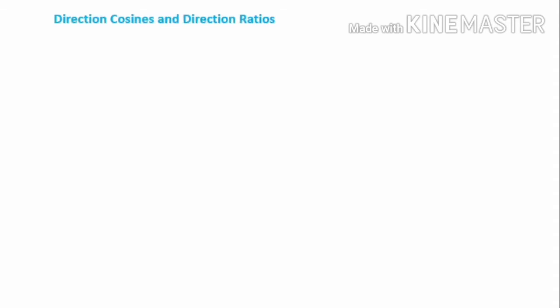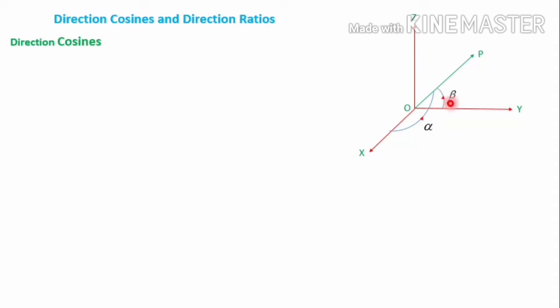Let's begin with direction cosines and direction ratios. First of all, let's discuss direction cosines. Consider the coordinate axes x, y and z. The point of intersection is marked O, and the position vector OP is also marked. The position vector OP makes angle alpha with the positive direction of x-axis, angle beta with the positive direction of y-axis, and gamma with the positive direction of z-axis.